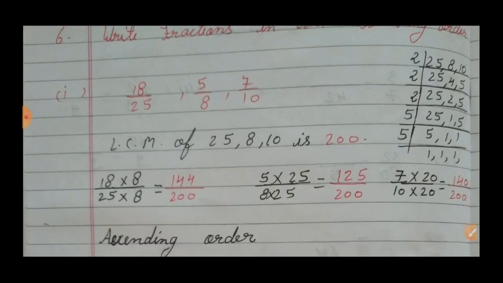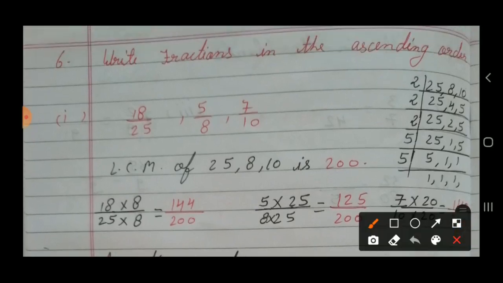Come to this 6. We have to write the fractions in ascending order. These 3 fractions are here in this first part. We can write this in ascending order. First we have to make like fractions. Like fraction means the denominators should be same. First of all, we will find the LCM of the denominators, that is 25, 8 and 10. LCM of the denominators is 200.